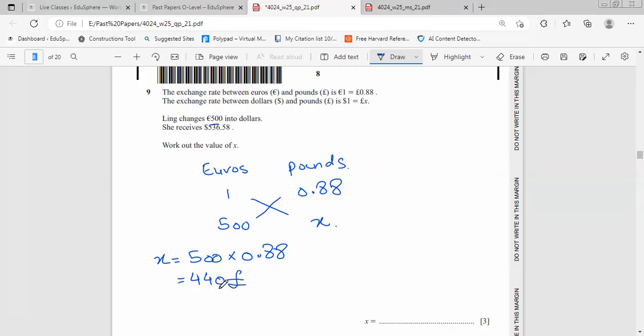Now at this point, we have to calculate from the pounds to the dollars, because we do not know it. The exchange rate is also not given directly, but they told us that for the dollars and pounds, it's given.